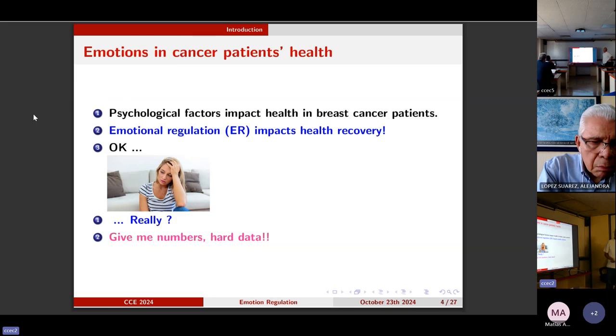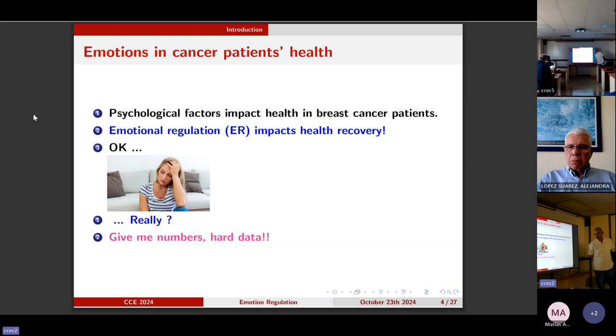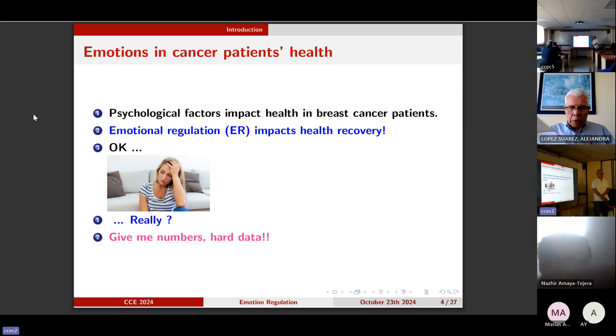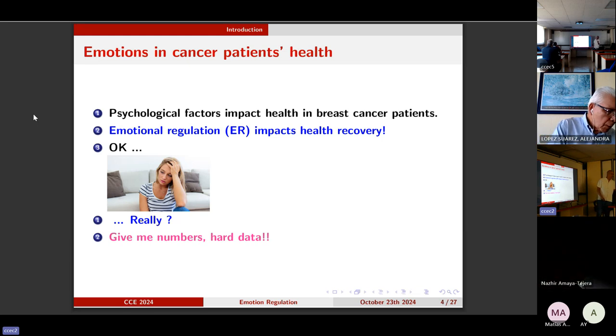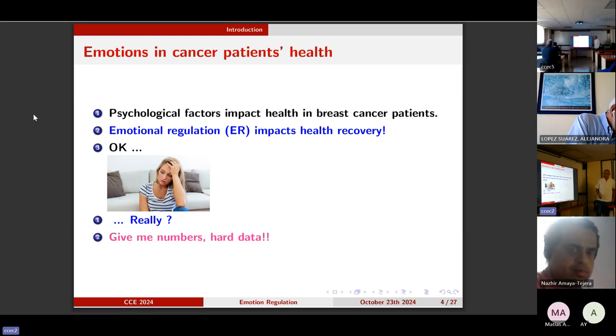We start with emotions in breast cancer patients' health. It's very well known that psychological factors impact health in breast cancer patients, and that emotion regulation impacts health recovery. This is a well accepted statement, but some people are always skeptical. These people say, give me numbers, please, have data.